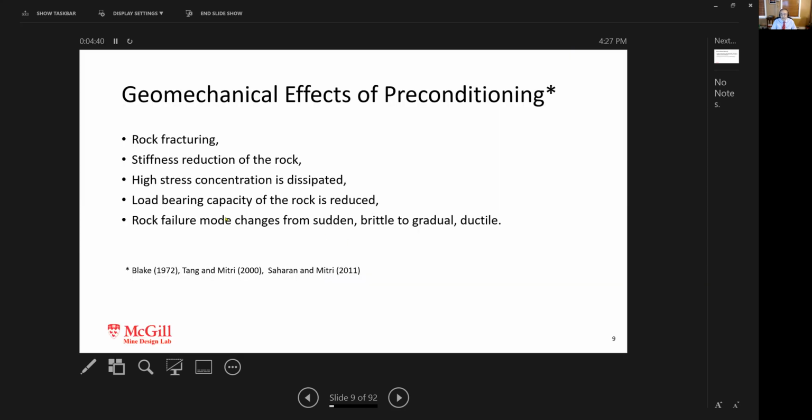Okay, so effective preconditioning is characterized, and it's been agreed upon, that it causes rock fracturing. The fracturing in turn will cause stiffness reduction of the rock, and the high stress concentration is dissipated. Also, the load-bearing capacity of the rock is weakened or reduced, and the rock failure mode changes from sudden, brittle, violent to gradual and ductile. So there's more than one reference that supports these statements.